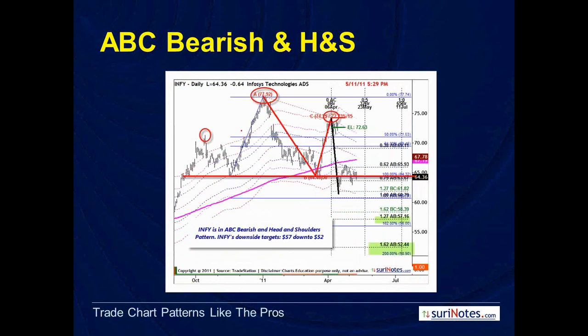And now this is how the head and shoulders pattern, so not head and shoulders, ABC bearish, is detected using the red. You can see it, and that's the ABC bearish. And these are all the targets. In fact, Infosys actually fell even much further than 52. In fact, now it's probably trading about, if I'm not wrong, in the $45 range.